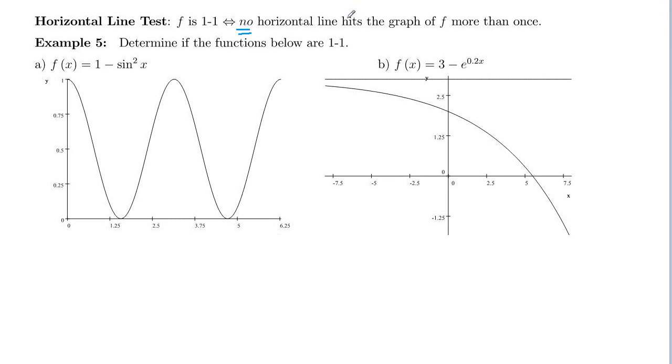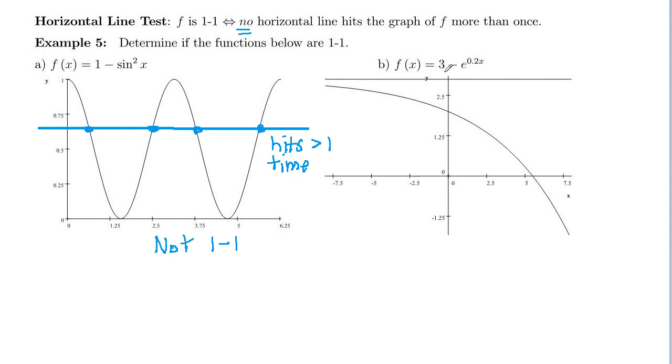So let's look at some examples here. So f of x is 1 minus sine squared x. So here's a couple of cycles of that graph. And we can see here that if we look at a horizontal line, it definitely hits more than one time. In fact, if a horizontal line hits once, it's going to hit infinitely many times. So this hits more than once. It's greater than one time. So that function is not one-to-one.